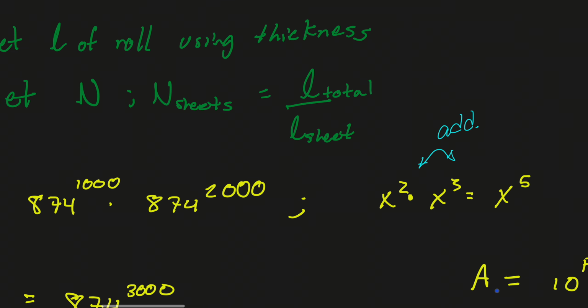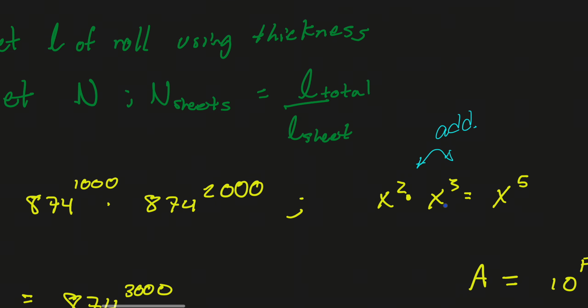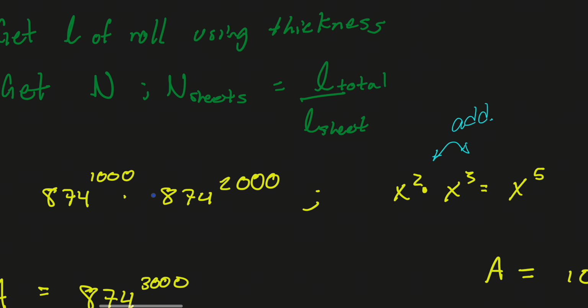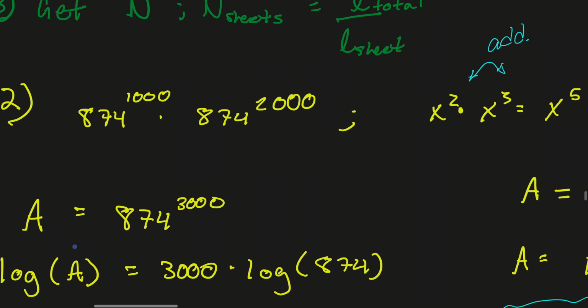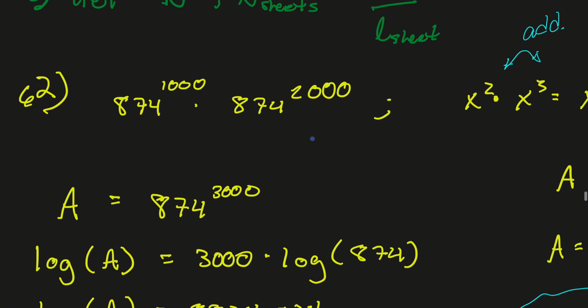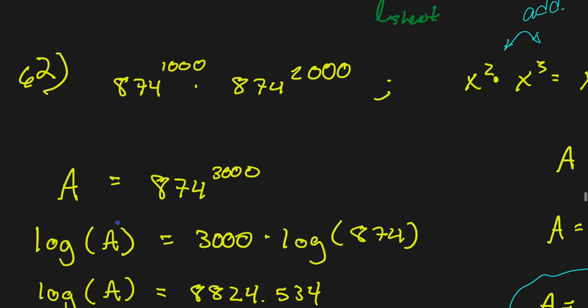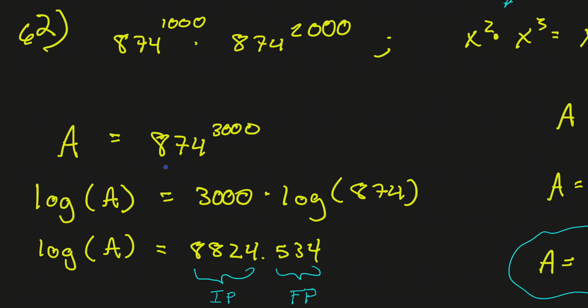If I have x squared times x cubed, that's really x to the 5th. Right? Because it would be like x times x times x times x times x. So the upside is we just add the powers. So this is the equivalent to saying 874 to the 3000. Then from there we do our typical overflow calculation.